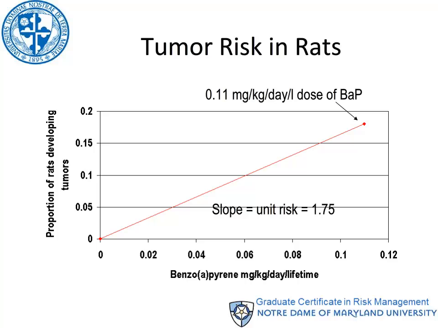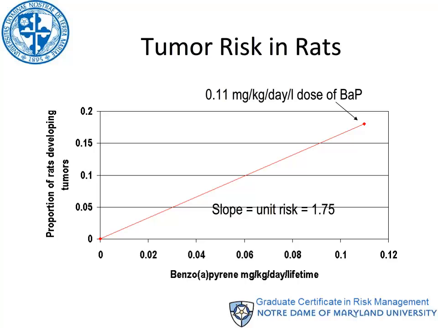First, this is not a typical dose-response curve analysis. This was done in real time, so this was quite different, but I've chosen it because it's quite simple. So take a look at the horizontal axis, benzopyrene in milligrams per kilogram daily for a lifetime. Take a look at the vertical axis, the proportion of rats developing tumors. So we have a point here, 0.11 milligrams per kilogram daily lifetime dose of benzopyrene.